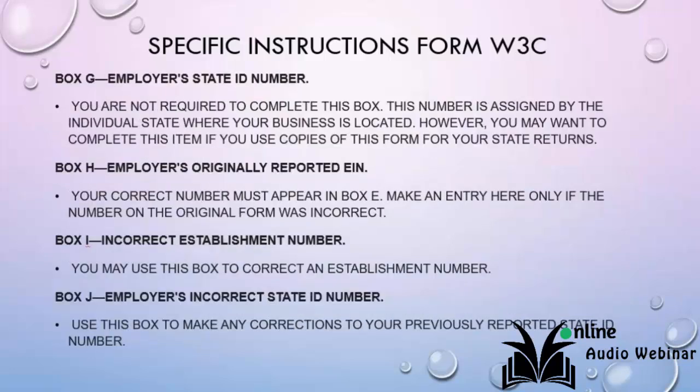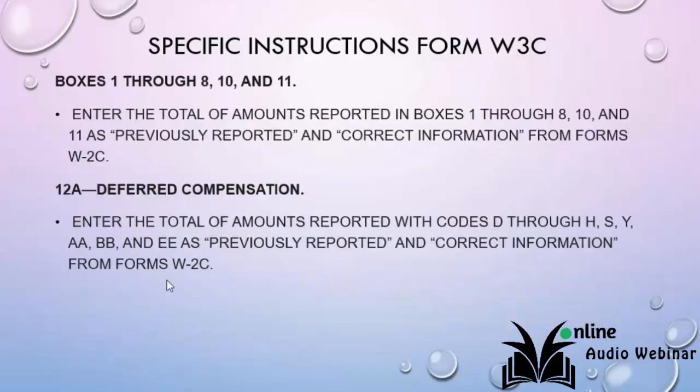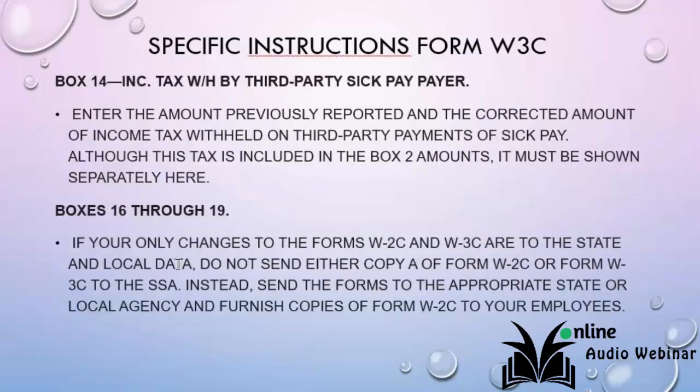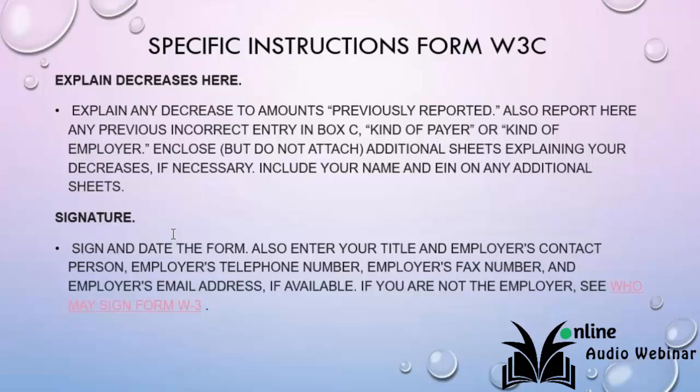Okay, box 3 of a W3C is for your employer's state ID number. All right, so the numbered boxes, you enter the total of amounts reported in boxes 1 through 8. Box 14 is to correct income tax withheld by third-party sick payers. There's a text box for explaining decreases.